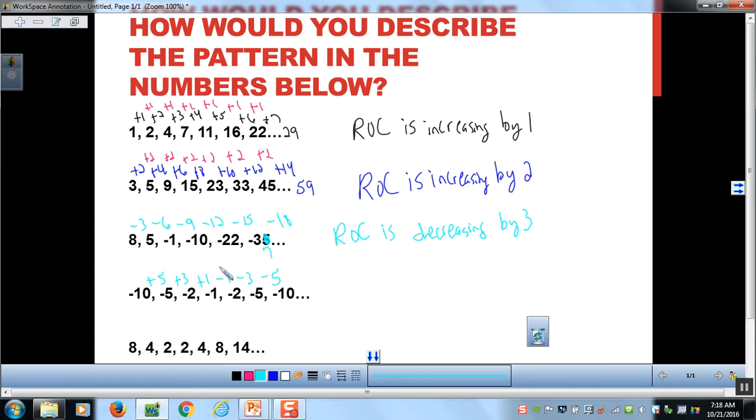But if we look at the second difference, it is remaining constant. So notice when I go from 5 to 3, I subtract 2. When I go from 3 to 1, I subtract 2. When I go from 1 to -1, I subtract 2. And then I subtract 2, and then I subtract 2. So we can see that it's going down by 2 each time by looking at that second difference. And then once again, we can describe this, that the rate of change is decreasing by 2.